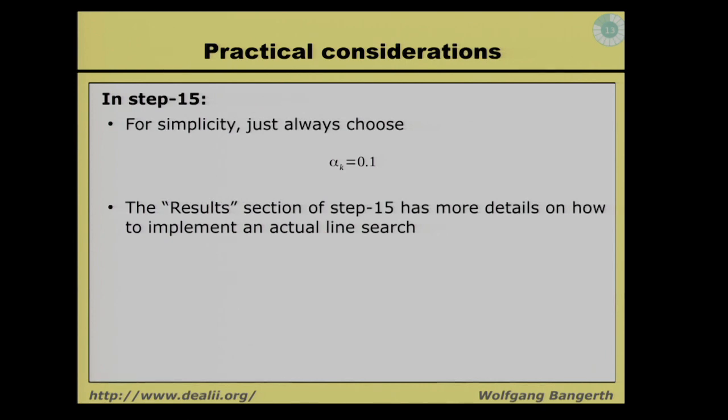Okay, now that's sort of the theory. In step 15, what we do is we, for simplicity, always choose alpha k equals 0.1. That's not the optimal choice, but it is the simplest choice, and there's a longer discussion in the results section that talks about how to actually implement a line search.